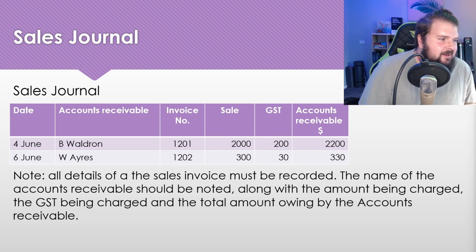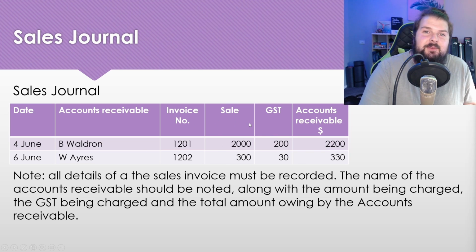We have a credit sale from B. Waldron, which was invoice 1201, where he's bought $2,000 worth of stuff plus GST, and we can see our total accounts receivable is $2,200. Now, it's important that we separate these because we have one column that is our revenue here, and we've also got another column that is increasing our assets here.